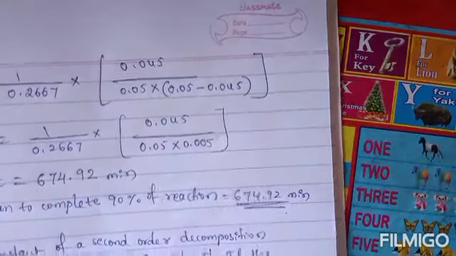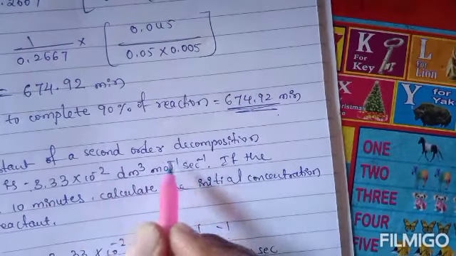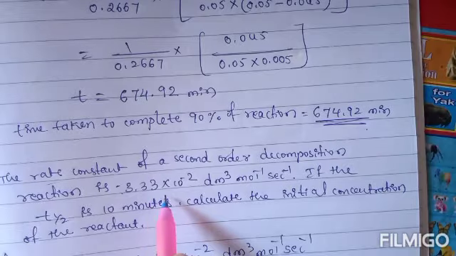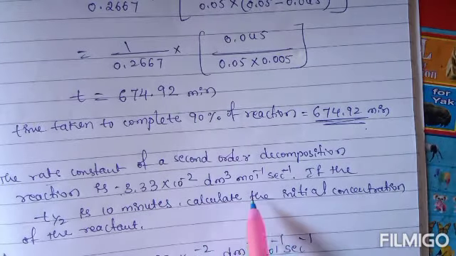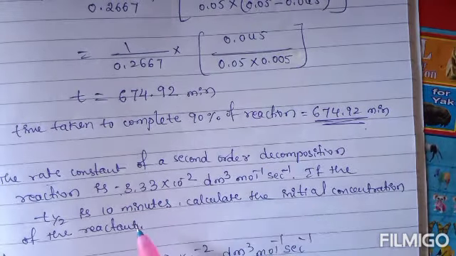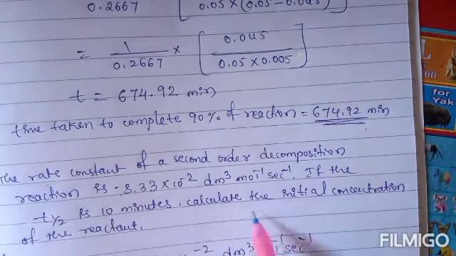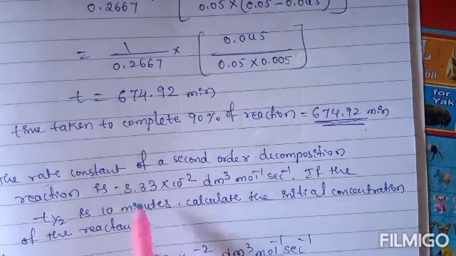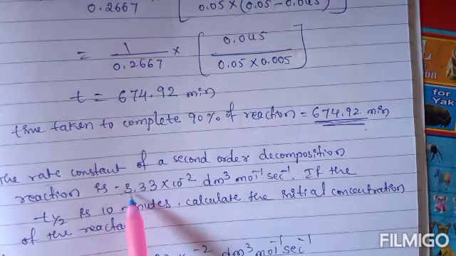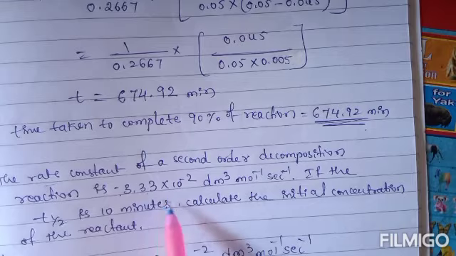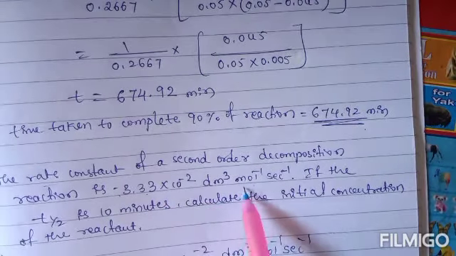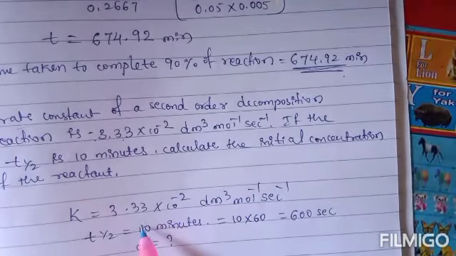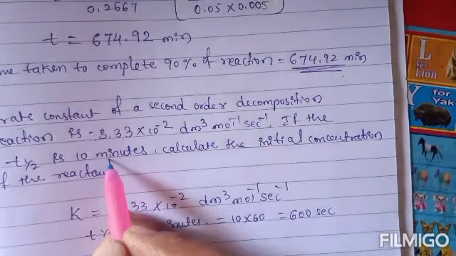Next problem, the sixth one. The rate constant of a second order decomposition reaction is 3.33 into 10 to the power minus 2 dm cube per mole per second. If the T half is 10 minutes, calculate the initial concentration of the reactant. In this problem, they have given the rate constant K value 3.33 into 10 to the power minus 2 dm cube per mole per second. We will write it here. Then T half is 10 minutes.